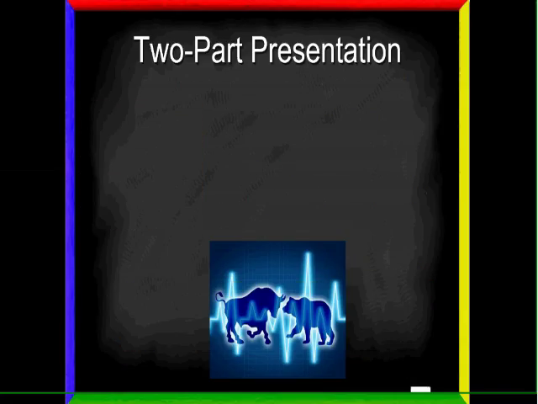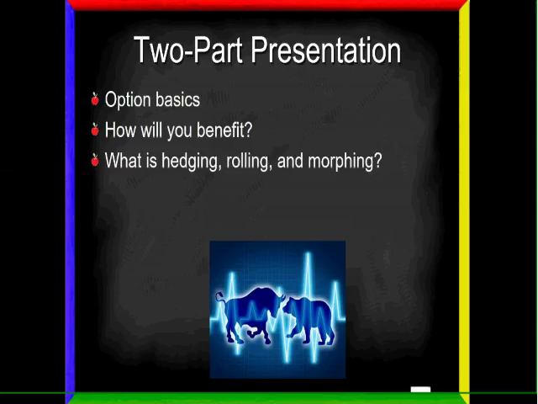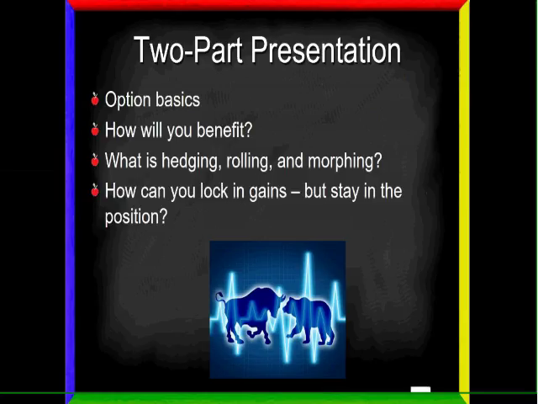It's going to be a 2-part presentation. First part's going to be option basics. A lot of people here probably don't know what an option is. It's a little hard to talk about them if we don't at least talk about the basics. How will you benefit? Then we're going to talk a little bit more about some advanced topics. What is hedging, rolling, and morphing? And that's really where the heart of the option advantage lies. How can you lock in gains but stay in the position? Okay, that's an important topic.